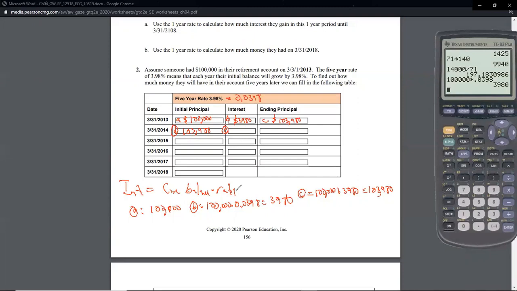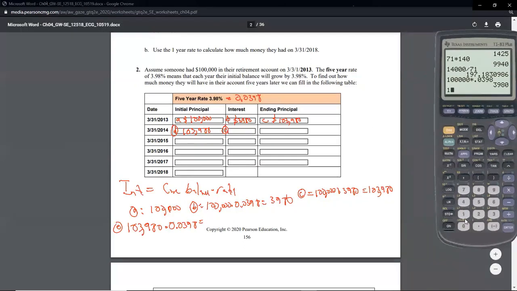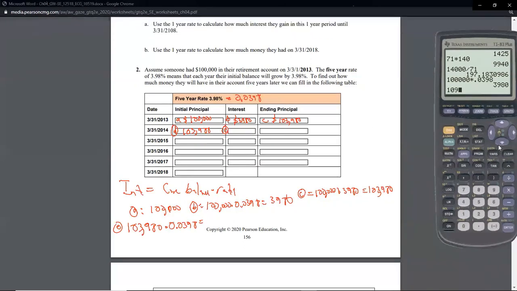And as we progress through these, we're going to notice there's going to be decimal places. Let's just keep our money rounded to the nearest cent because that's how we round money, generally speaking, unless told otherwise. So for block E, we're going to take not $100,000, it's the current balance. We have $103,980 times our interest rate of 0.0398. So let me go off of annotate. 103,980 times 0.0398.